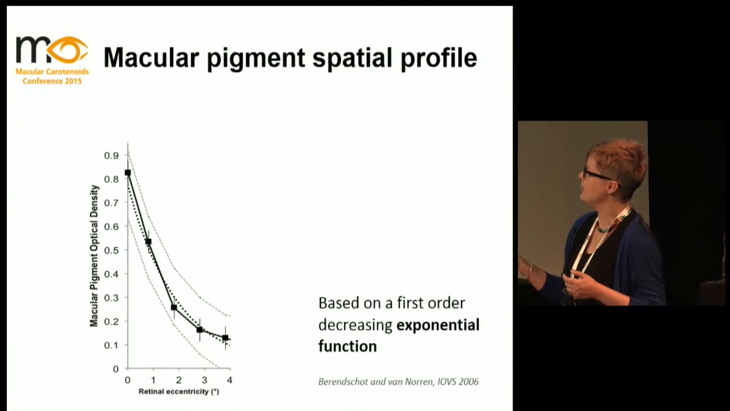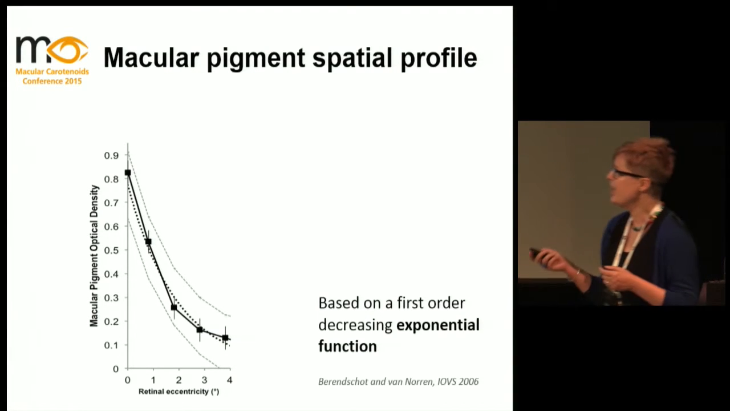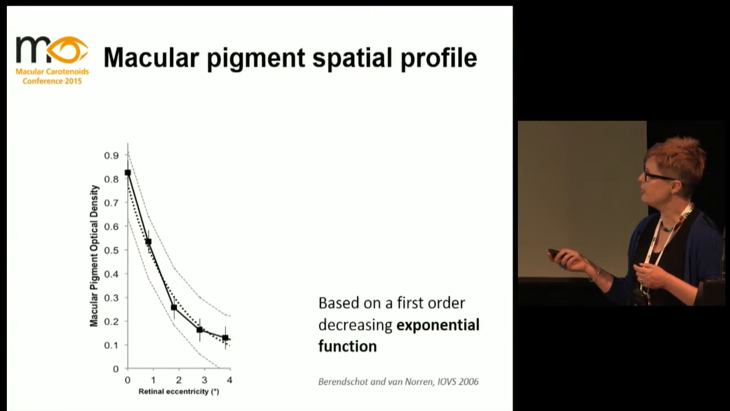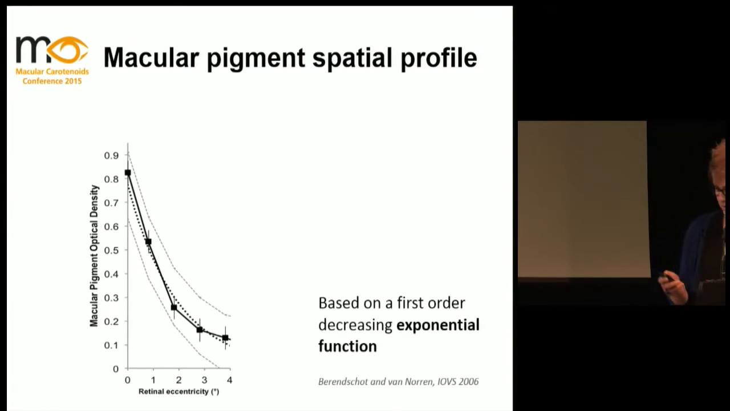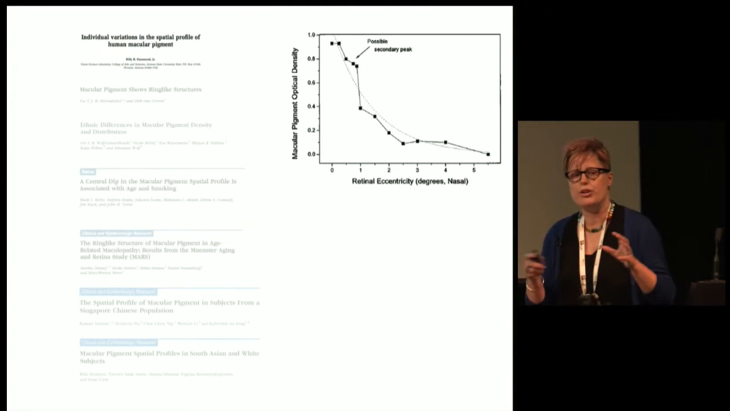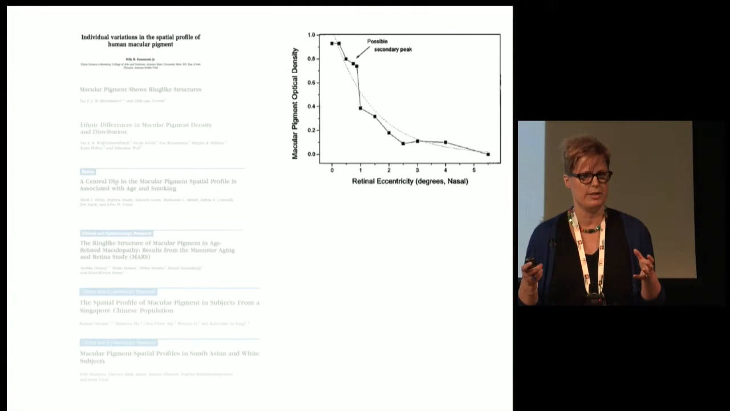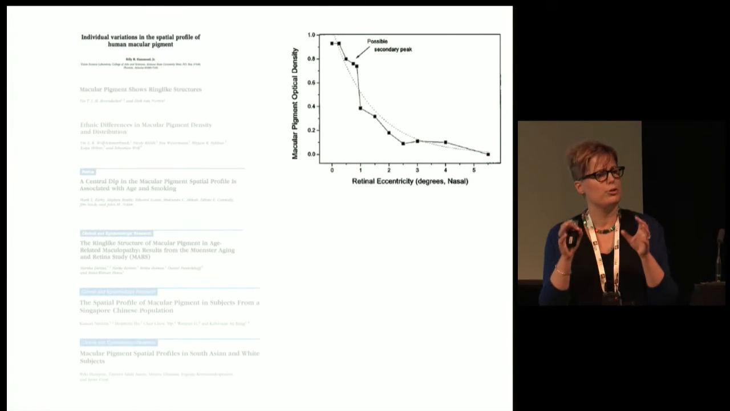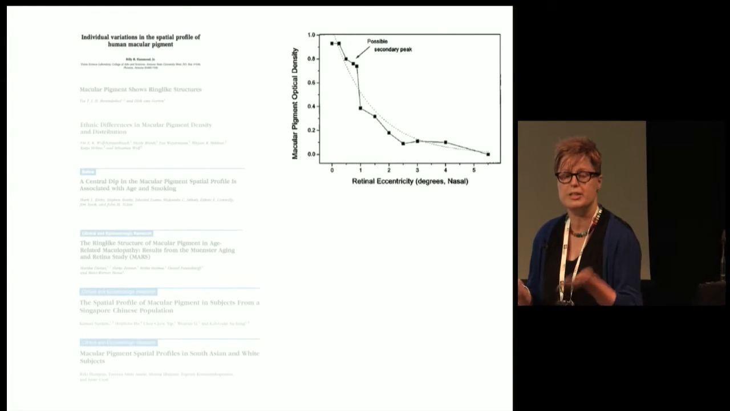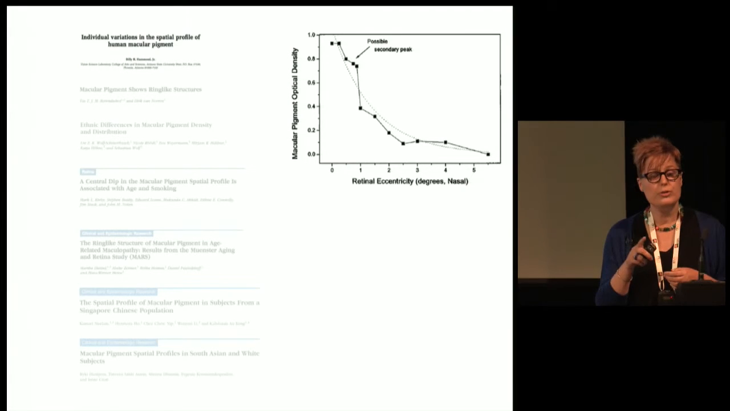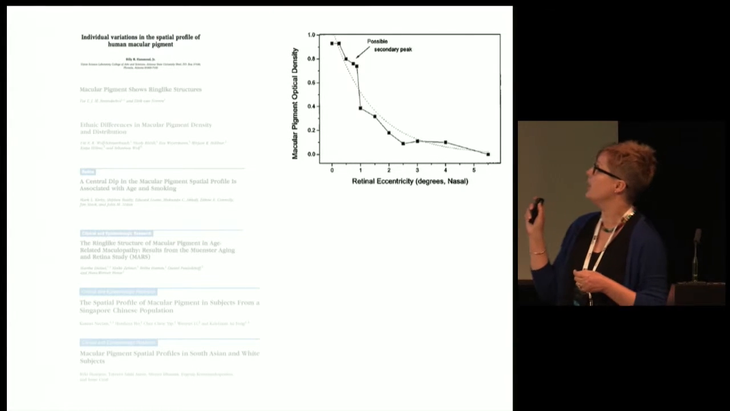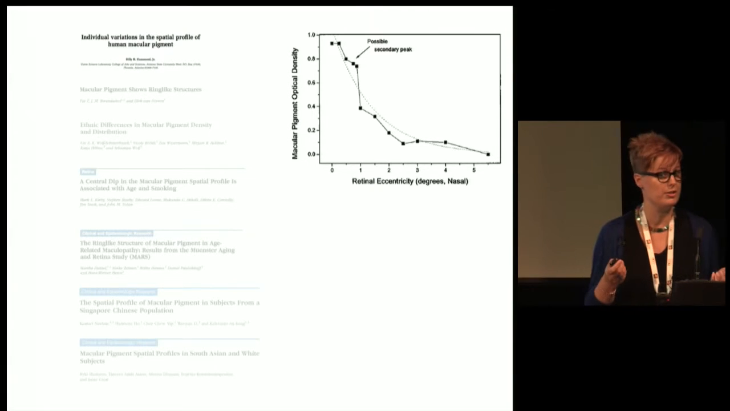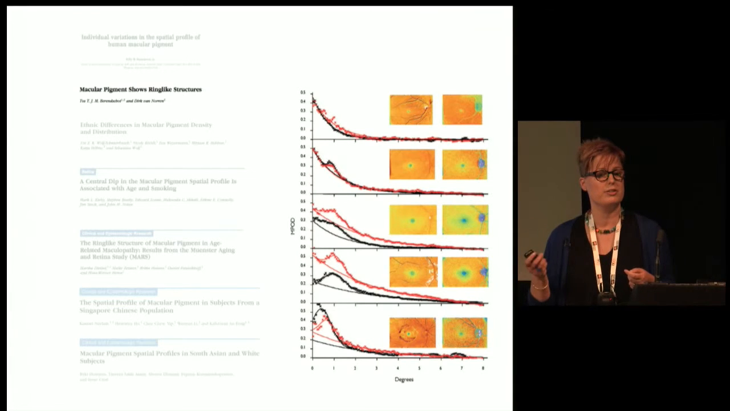So, as we all know, macular pigment typically peaks at the center of the fovea, and then typically follows an exponential decline away from it. But the literature has also reported deviations from this exponential profile. For example, secondary peaks. These secondary peaks tend to occur between 0.5 and 1.2 degrees away from the fovea. And not only have these been found using the subjective psychophysical method, heterochromatic flicker photometry, but we can also see these using the objective fundus autofluorescence.